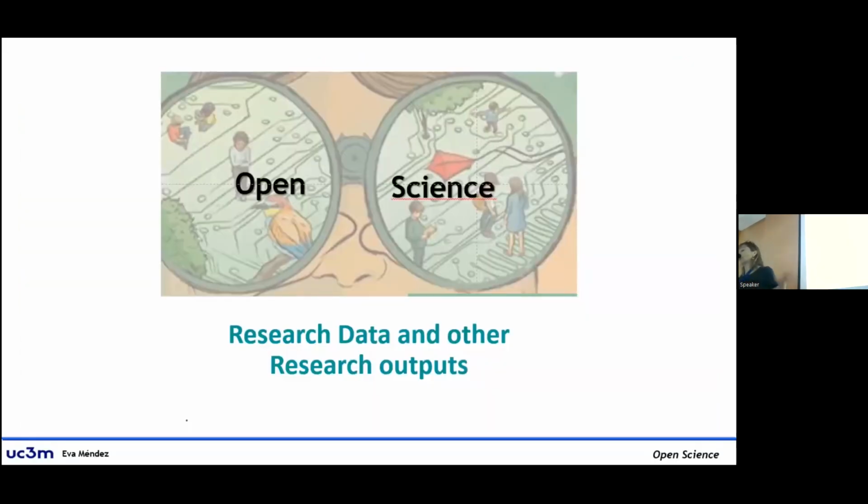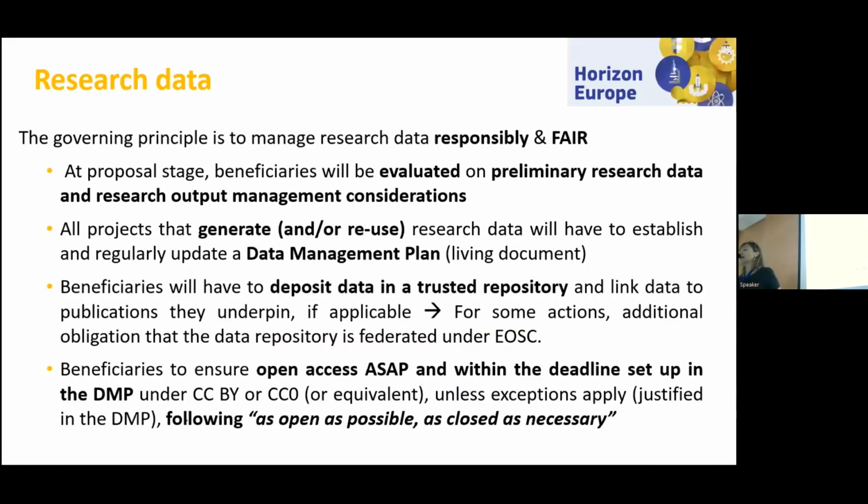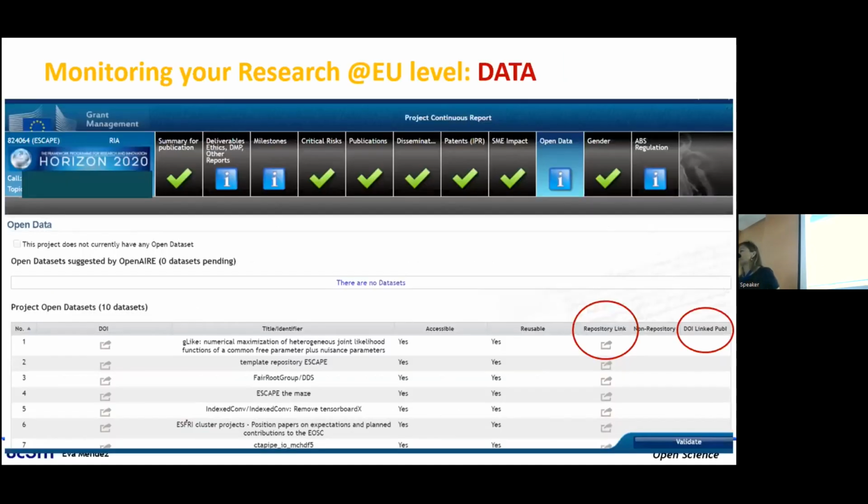Let me quickly go to what happened with the research outputs, the same thing that happened with the publications. Horizon Europe and the new context ask for the deposit of the research data on top of the publications, as open as possible, as closed as necessary, so you can justify situations where you don't share your data, for example because they are protected by the GDPR or intellectual property rights. But you have to be very clear in the data management plan, which is the mandatory deliverable in month 6. Same as with publications, you are going to be monitored to share your data.